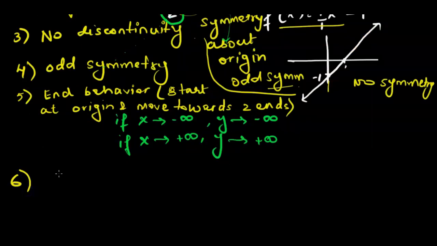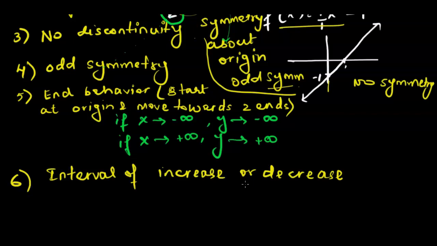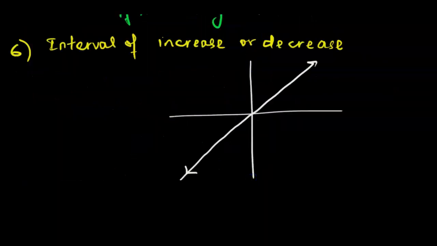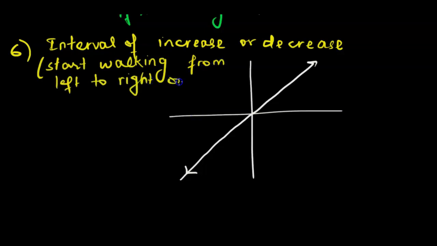Next characteristic is interval of increase or decrease. For interval of increase or decrease, we also have to walk on the x-axis. Let's make the graph again. Now when we are writing interval of increase or decrease, we have to start walking from left to right on the x-axis. And this case is always true, no matter what type of graph we are asked to write down interval of increase or decrease for. So we have to start walking and move in this direction. When we move in this direction, we notice how the graph is going, because this is our line graph.